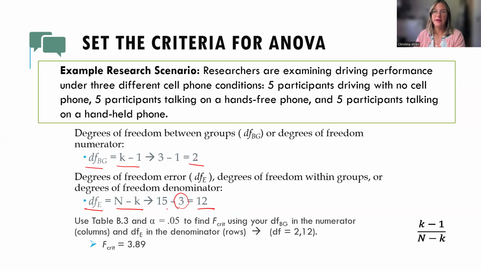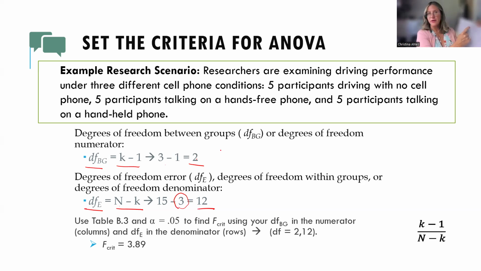15 minus 3, not 15 minus 2. Then you're going to go to the back of your textbook or to that table, that F distribution table. And if you'll notice, when you look at the table at the very top, it says degrees of freedom numerator.